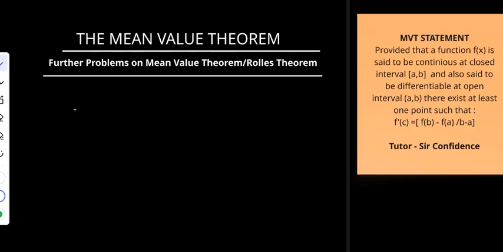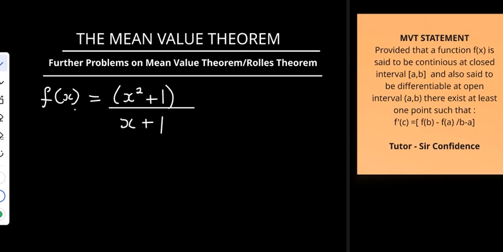The first problem states that provided that the function f of x is equal to x squared plus 1 divided by x plus 1 at the closed interval of 1, 2 satisfies the mean value theorem, find all possible values of c.